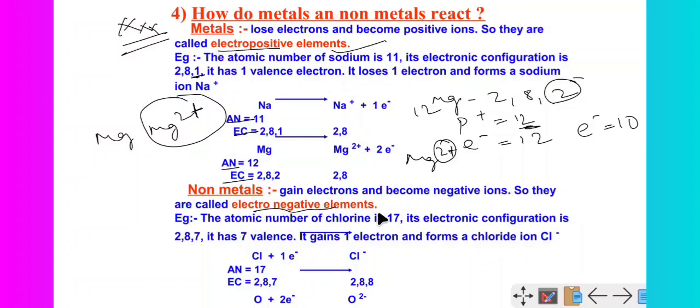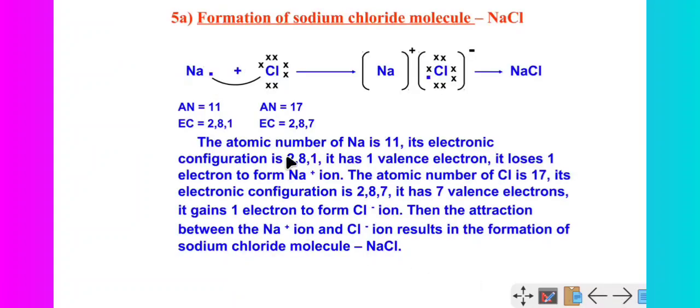The atomic number of chlorine is 17. Its electron configuration is 2, 8, 7. It has 7 electrons in its valence shell. So it gains 1 electron and forms the chloride ion, that is Cl-. So if chlorine gains 1 electron, it becomes a chloride ion, which is stable. Fine, moving on.